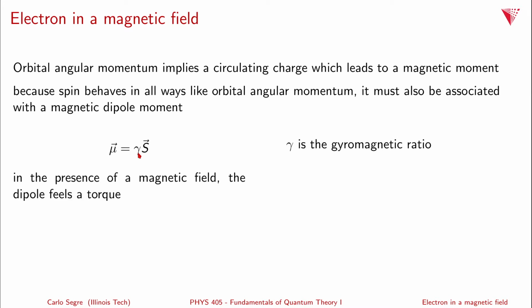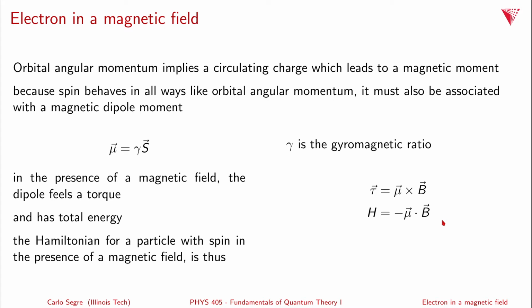In the presence of a magnetic field, this dipole will feel a torque. Tau is equal to mu cross B, where B is the magnetic field. And the energy of this system will also depend on the magnetic field, and it's given by minus mu dot B. That means that we can write the Hamiltonian for a particle with spin in the presence of a magnetic field as H is equal to minus gamma B dot S. So this is an operator, this is an operator, and these are constants.